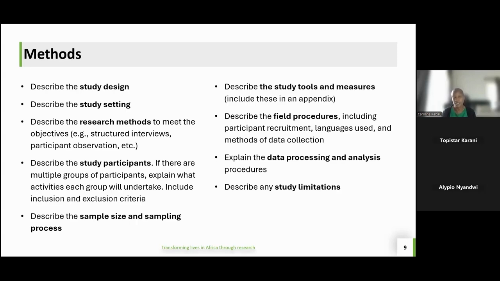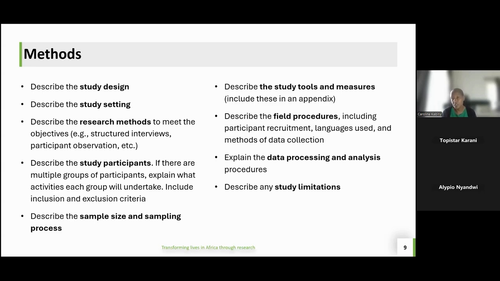If it's a quantitative study, you want to show that the sample size would be adequate for the sorts of analysis you plan to conduct. And then you want to describe the study tools and measures. For a proposal, maybe you might not need to include the actual study tools and measures, but if this is a research plan that you're using perhaps as a protocol, then you want to include your study tools in an appendix so that whoever is reviewing it can assess that as well.